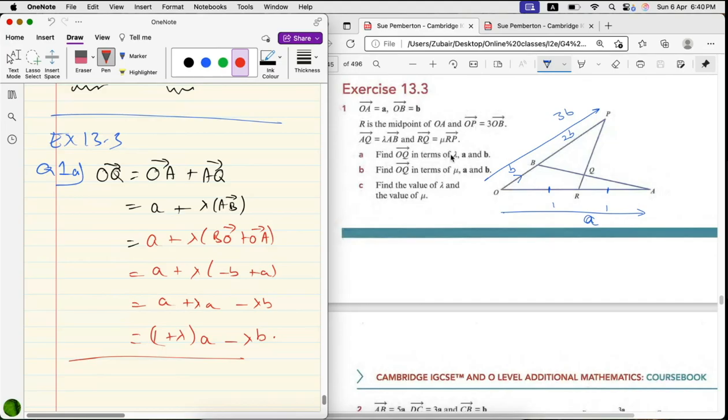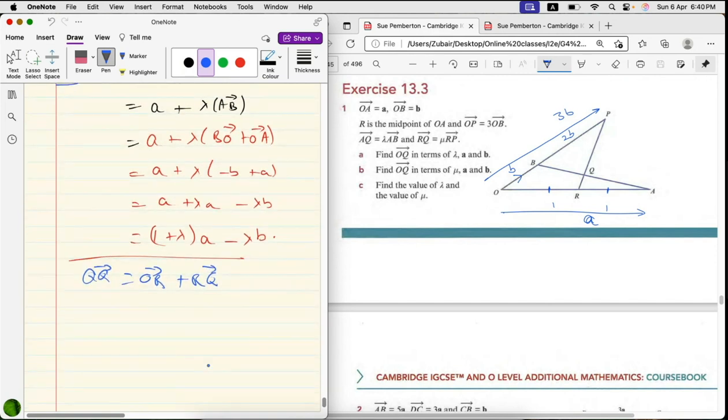And where was this mu? Mu is in RP, so I'll have to take this path to involve mu. So OQ is now OR plus RQ. Before we replace them with vectors, I'm simplifying a little bit more, where RQ is going to be mu times RP.